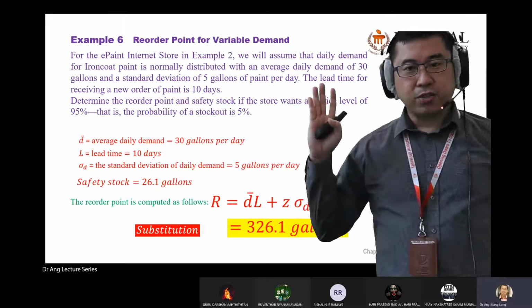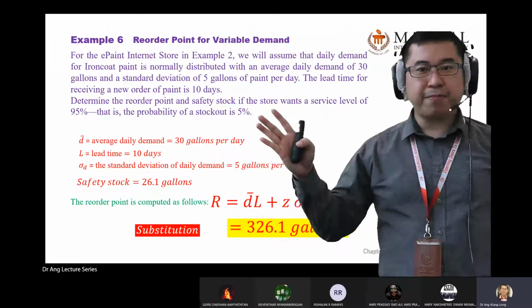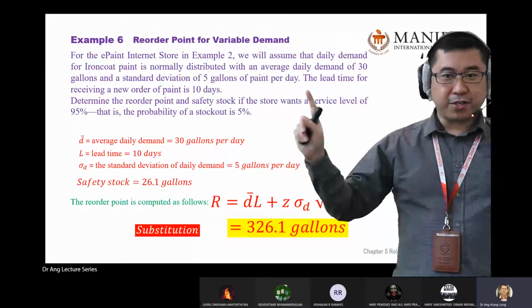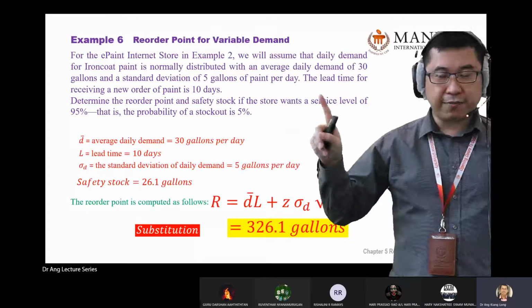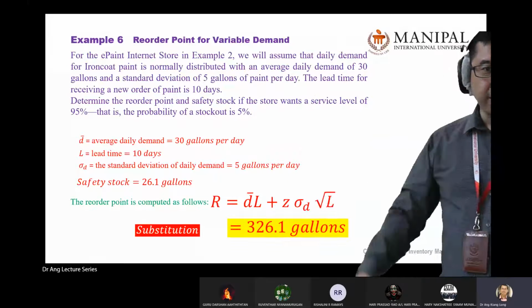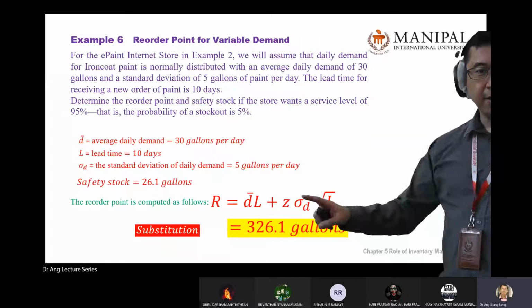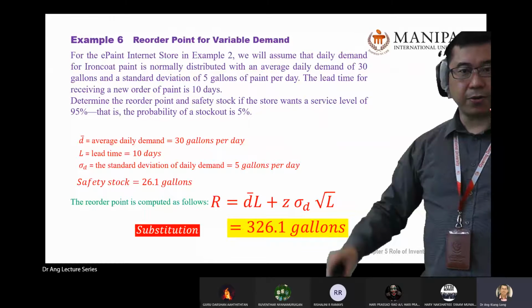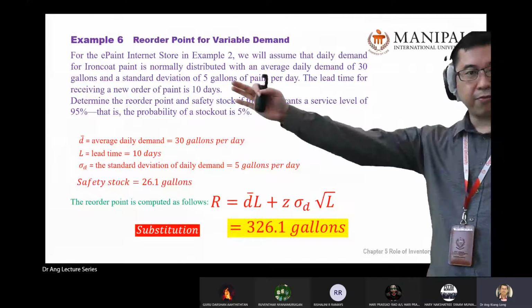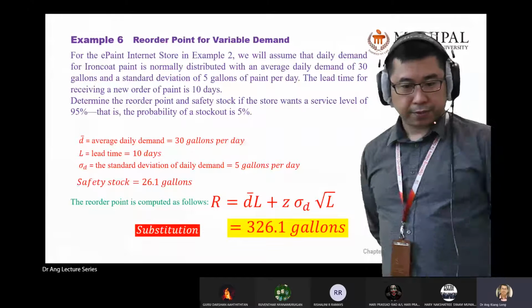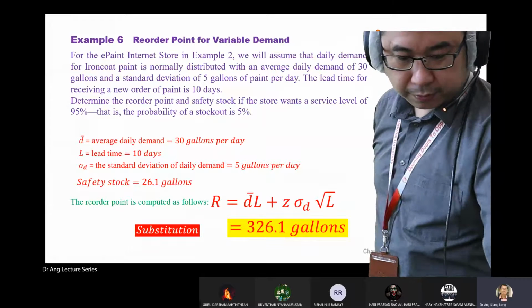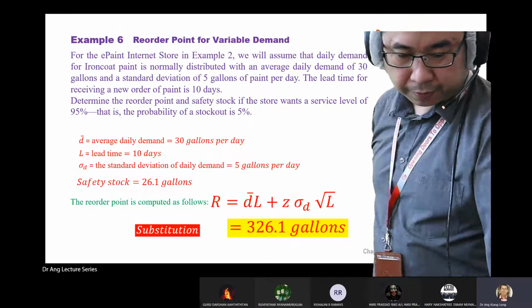That one is sure to fall under variable demand, because you are given a percentage of service level, you need to use the distribution graph. You need this formula. Okay, this formula falls under variable demand. Any question before we move forward? Any question to solve example number 6? All okay, sir.